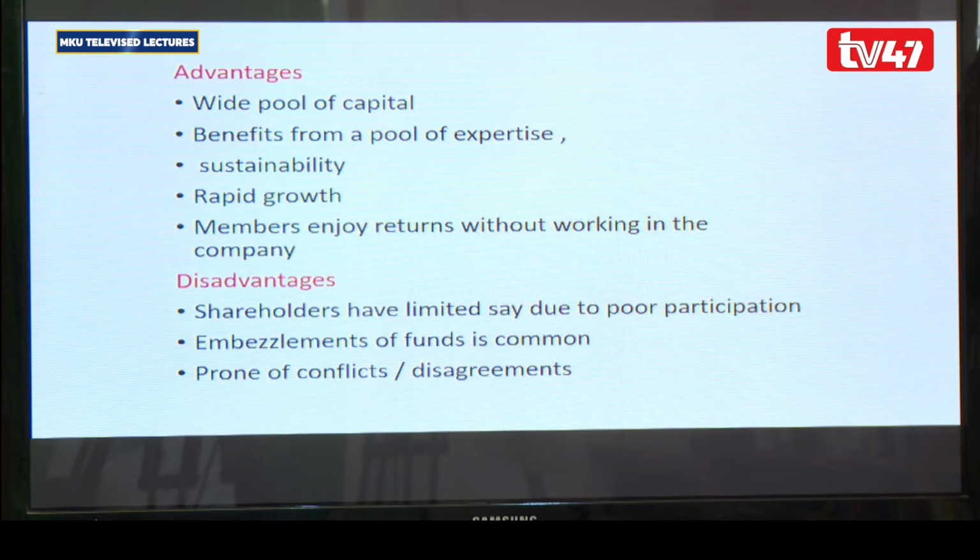Number one advantage is that a joint stock company has a wide pool of capital. Why? Because the shareholders can keep on buying shares from the company. We said that it has a lower limit of shareholders but may not have an upper limit. So they are able to really have a pool of capital. They benefit from the pool of expertise. Because of the capital, they are even able to employ experts to operate their company.